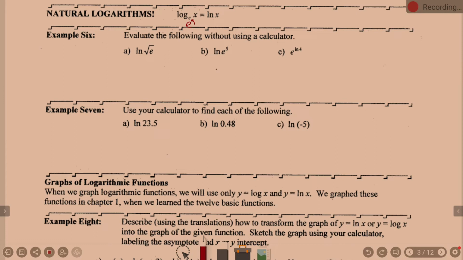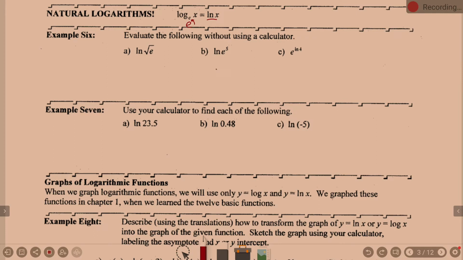I don't know that you will ever see log base E of x written, because if it's base E, we just write it as natural log. Okay, and that means natural log, you are assuming base E. Now, these first 3 say to evaluate without a calculator, so don't use your LN button. These are using our properties that we learned yesterday, and we used our properties on the front side.